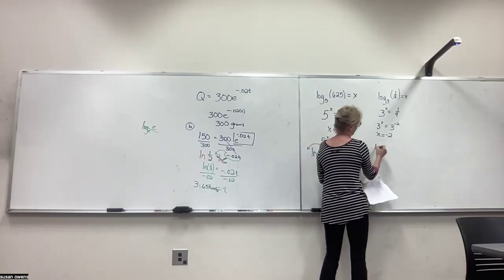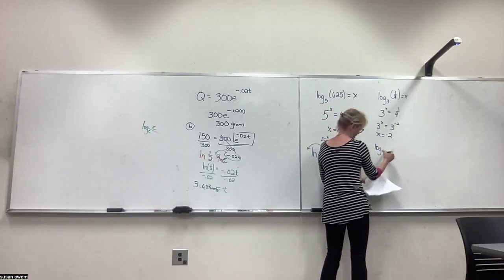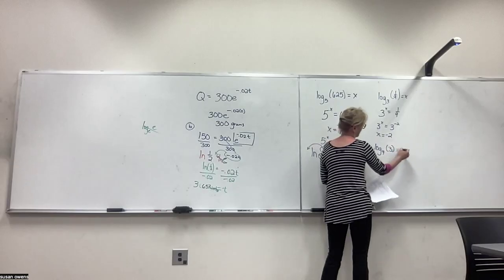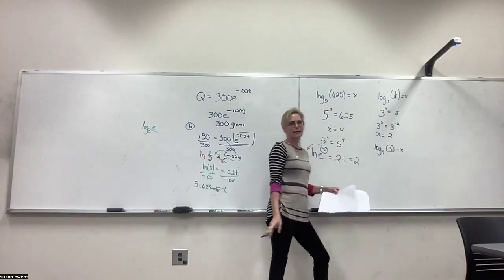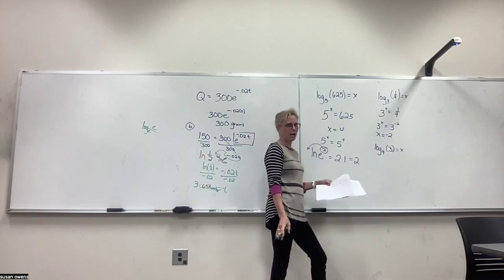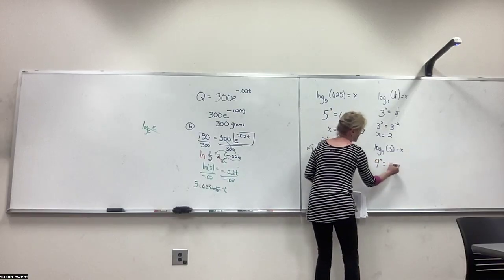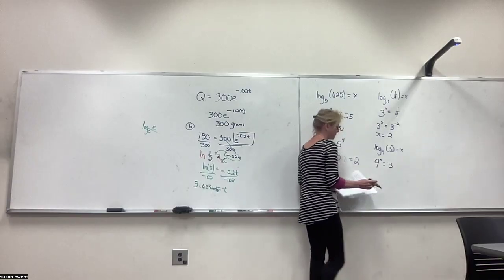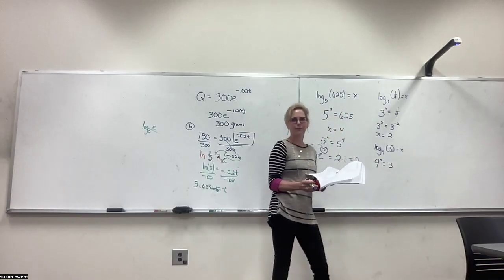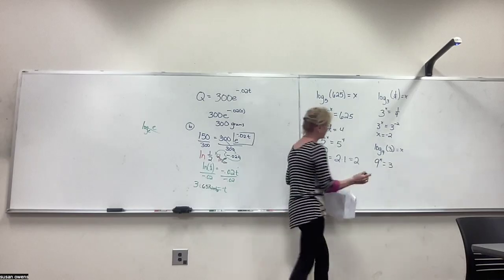And the last one, log base 9 of 3 is equal to x. You put that right into your calculator again. 9 to the x is equal to 3. What do we get? Half.